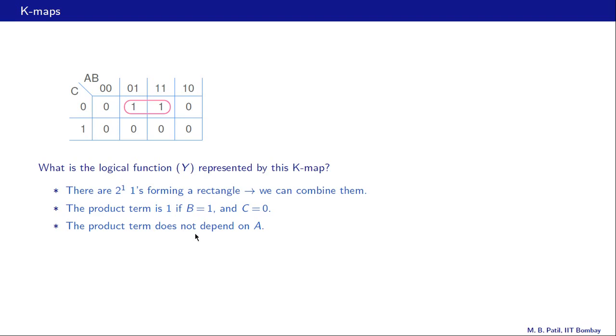Alright. Now it turns out that the only product term that satisfies all of these conditions is b c bar. bc bar is 1 if b is 1 and c is 0, and bc bar does not depend on a. And in this specific example, the product term that we have figured out is the logical function y itself, because as we mentioned earlier, y has a single product term because this one single rectangle covers all the ones in the K map, and therefore we conclude that y is equal to b c bar.